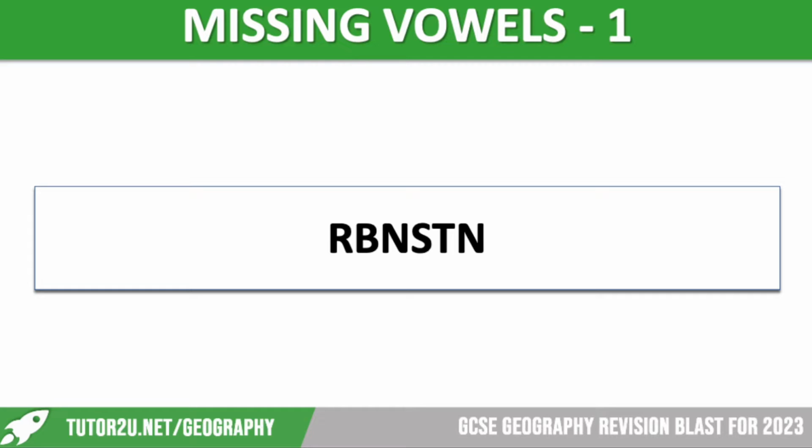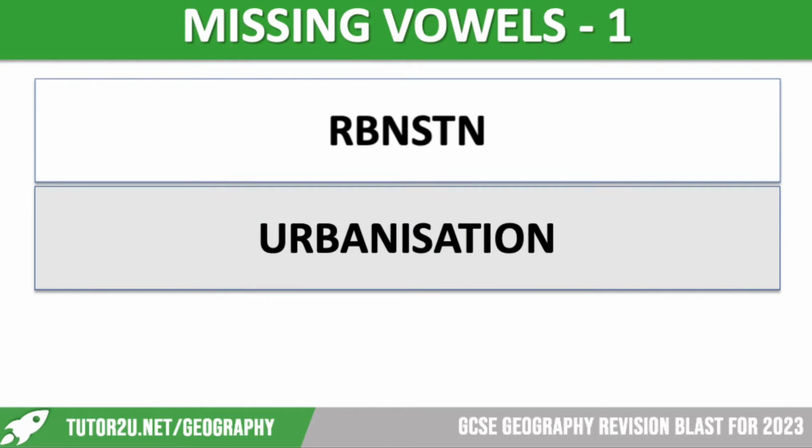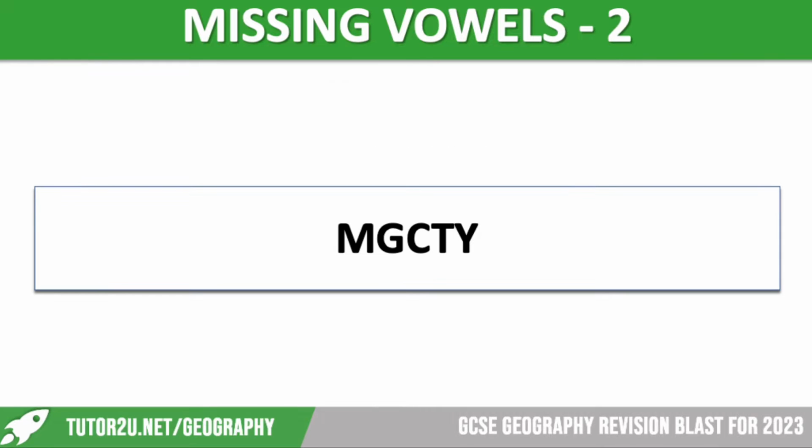So this one is quite tricky because it does have a lot of vowels in it. Let's see. It is urbanisation. So urbanisation is the increasing proportion of a country's population living in urban areas. Number 2.